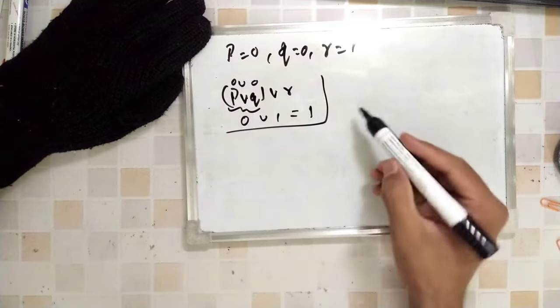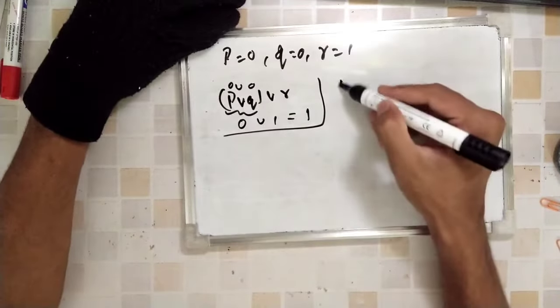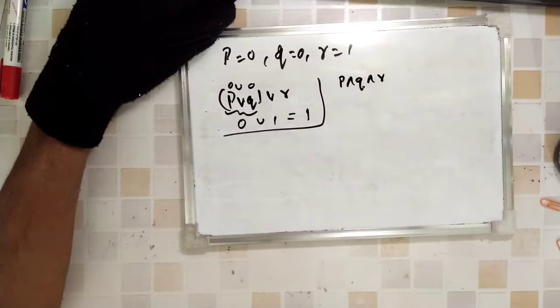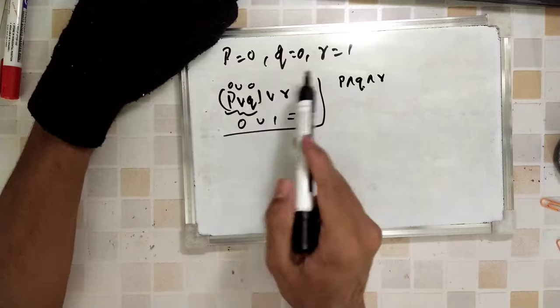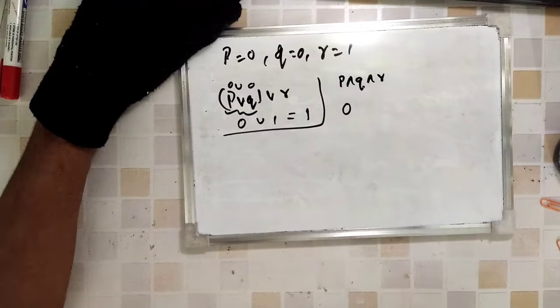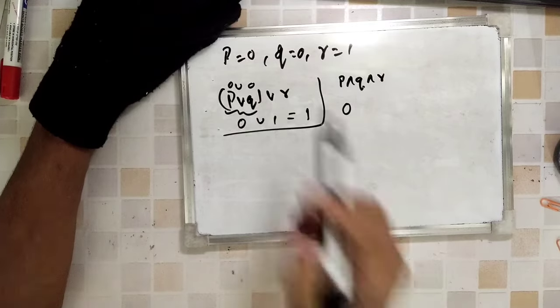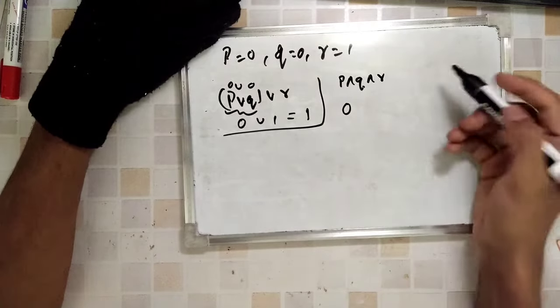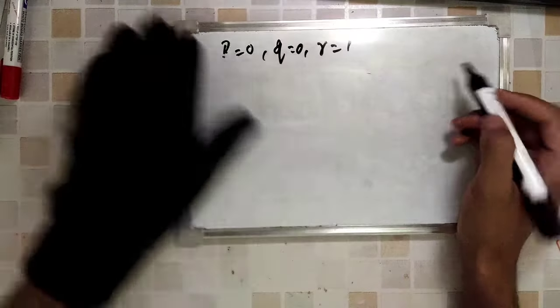Let us see one more thing. P and Q and R. Since we have 0, and all are multiplication, obviously if only one 0 is there the whole answer will be 0. Here in the OR case, if any one is 1, then obviously we will get 1. This was an easy one. Let us see another one.